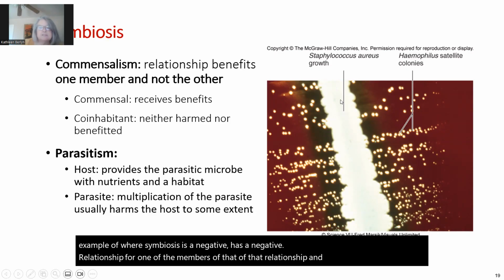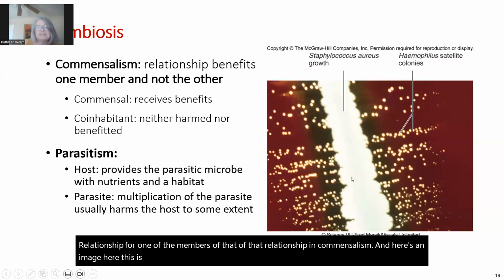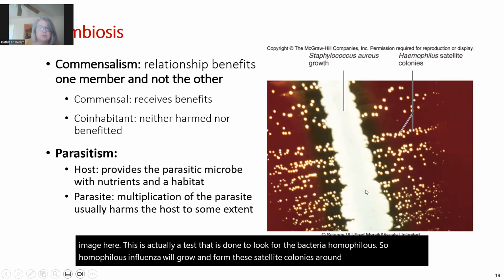In commensalism, and here's an image, this is actually a test that is done to look for the bacteria Haemophilus. Haemophilus influenzae will grow and form these satellite colonies around Staph aureus.